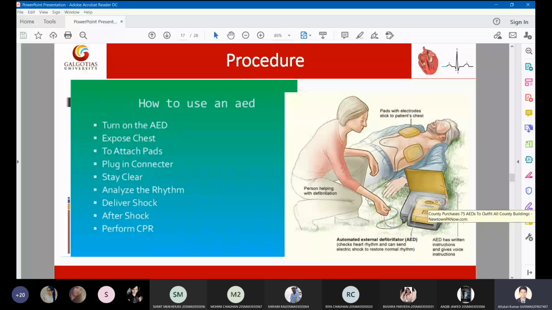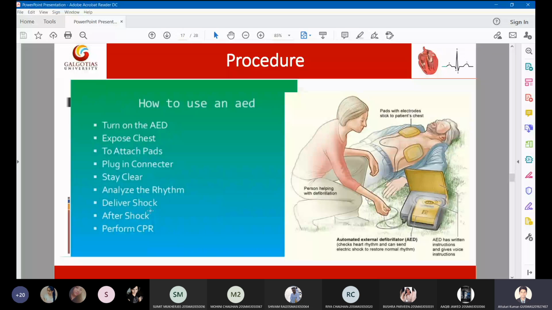If it says abnormal rhythm, it will give us an alarm. Then after giving the alarm, it will analyze the rhythm. If it requests a shock, it will give us an alarm, then it will deliver the shock.